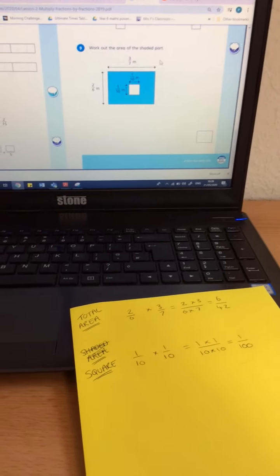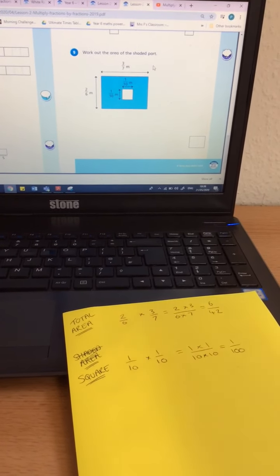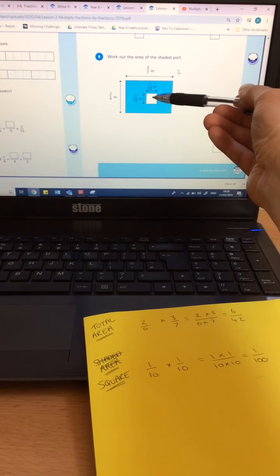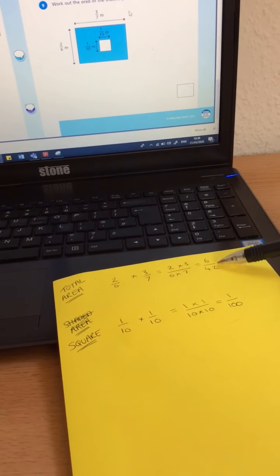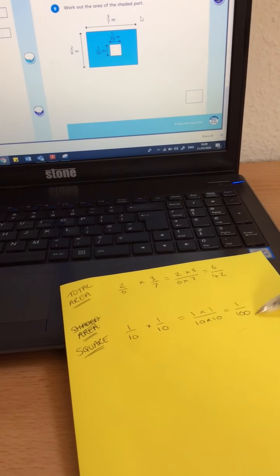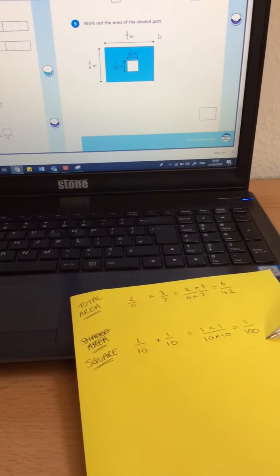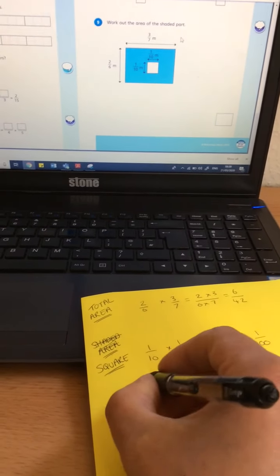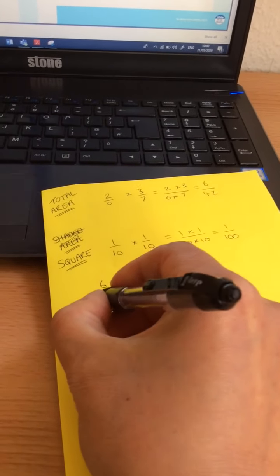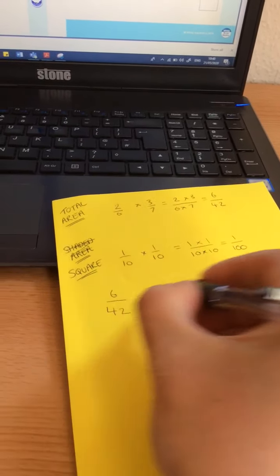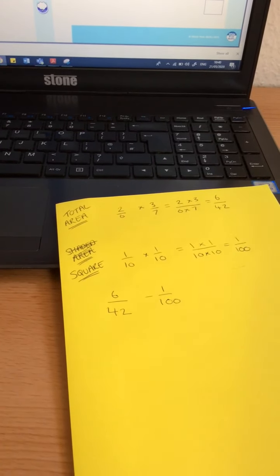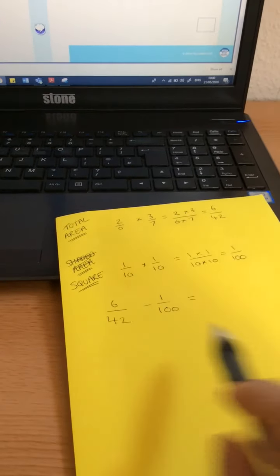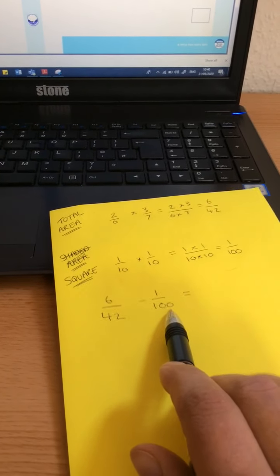Okay, so I've got my two fractions now. At this point, what I need to do is subtract them, because I need to get rid of this amount from the total area. So I need to get this amount away from this amount, but I have a problem. I have different denominators. So I've got to do a little bit of work with that. If I were to set this out as a sum, hopefully you can see, it would be 6/42, and I would subtract 1/100. So it would look like that. Now I can't do it because these are different numbers. So I need to find a common denominator.